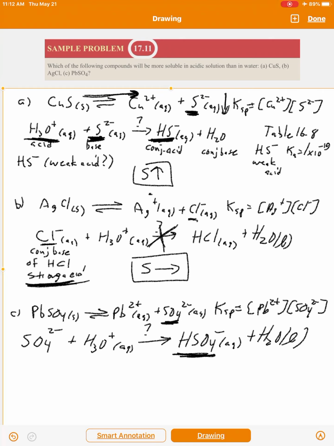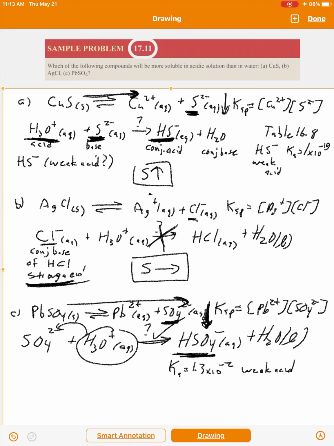Since it's HSO4 minus, it looks like it's from a polyprotic acid. If you look at it, the value of Ka for HSO4 minus is 1.3 times 10 to the minus 2. It's less than 1, so that means it's a weak acid. If it is a weak acid, yes, this reaction will occur. In other words, acidifying the solution by adding this will react with this, reducing the sulfate concentration. This will go down, so the reaction will shift to the right according to Le Chatelier's principle, and more dissolves.